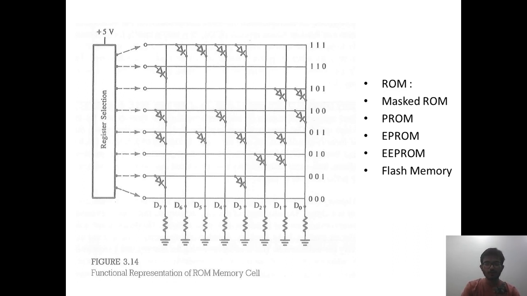Coming to the types of ROMs, we have masked ROMs, PROMs, EPROMs, EEPROMs, and also flash memory. Let us cover all of these one by one. First one is masked ROM. In this ROM, a bit pattern is permanently stored by the masking and metallization process. The other one is PROM, which is also called programmable ROM.